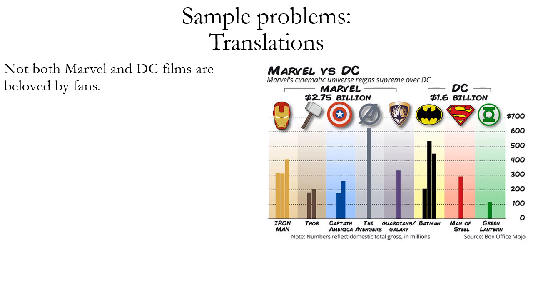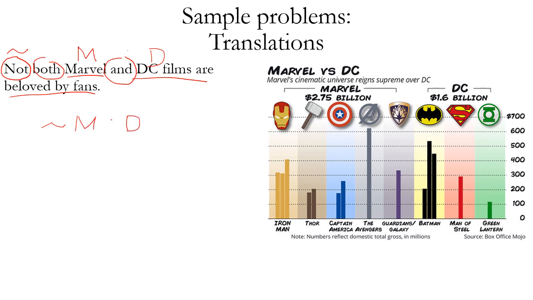Not both Marvel and DC films are beloved by fans. So as usual, let's begin by circling the logical operator words. We have not, which represents the negation or tilde, and we have both and, so we're going to symbolize this by the dot. Our first simple proposition is Marvel films are beloved by fans. We can symbolize that by M. And the second simple statement is DC films are beloved by fans. We can symbolize that by D. So putting this together, we have tilde M dot D.